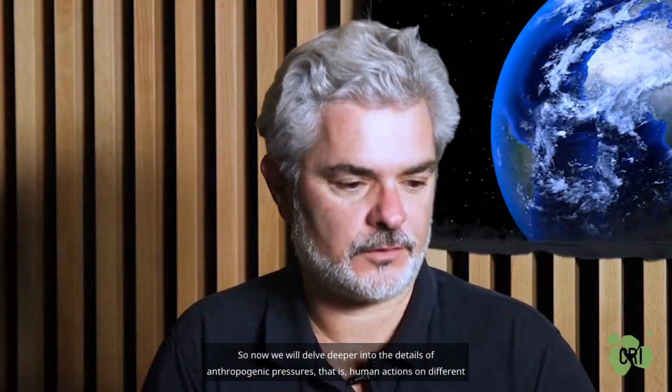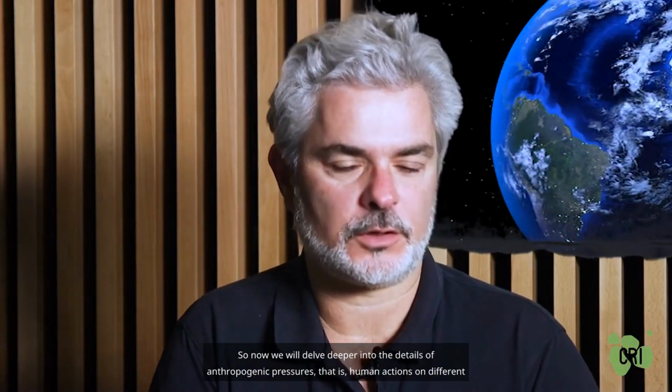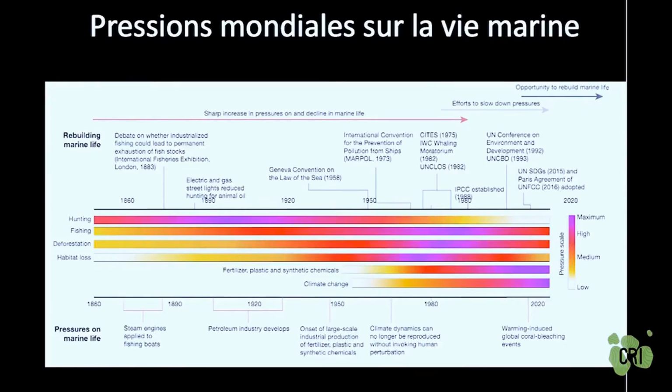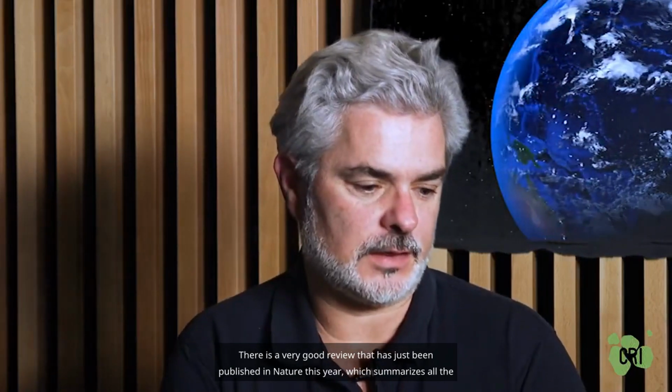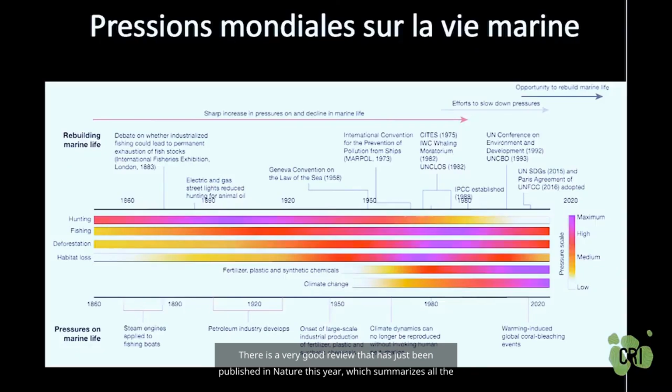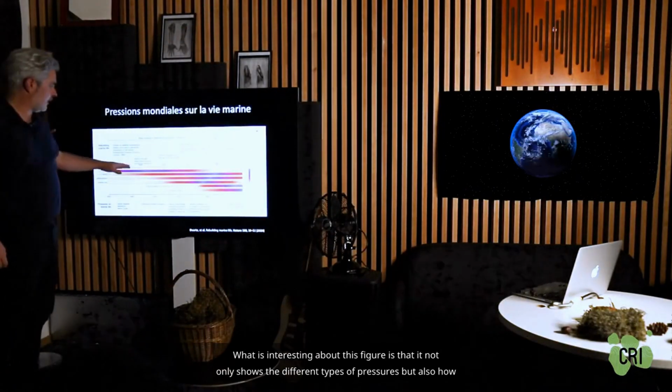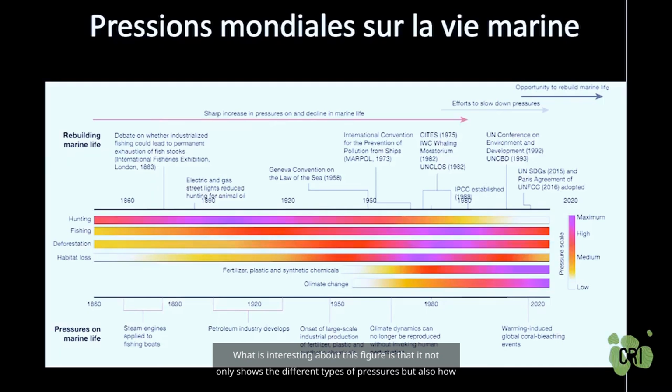So now we will delve deeper into the details of anthropogenic pressures, that is, human actions on different ecosystems, starting with marine environments and then terrestrial environments. There is a very good review that has just been published in Nature this year, which summarizes all the pressures on marine environments, and they are listed here. What is interesting about this figure is that it not only shows the different types of pressures, but also how they are distributed over time with a fairly simple color code. The greater the pressure, the more purple it is. The less the pressure, the more yellow it is.